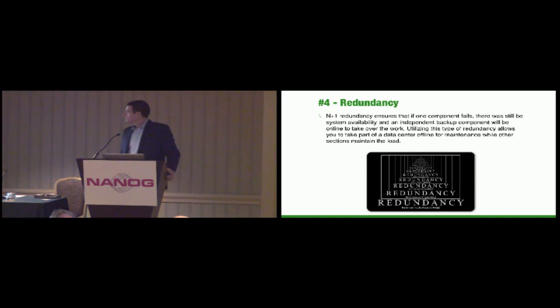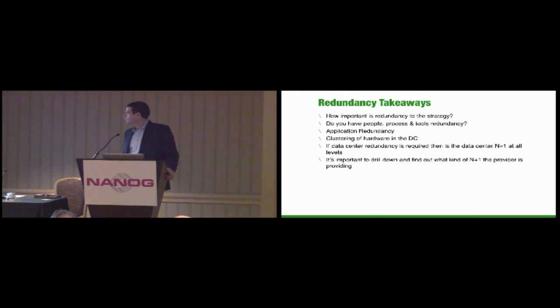Redundancy. So redundancy, if you have one component fail, there's a system that's online to take up the load for you. So how important is redundancy to the strategy? So if you have a data center and you have redundant generators, but you don't put diesel fuel into the generators, is the redundancy any good? So it's not just having the redundancy in place, but it's having the people, process, and tools to be able to do that.